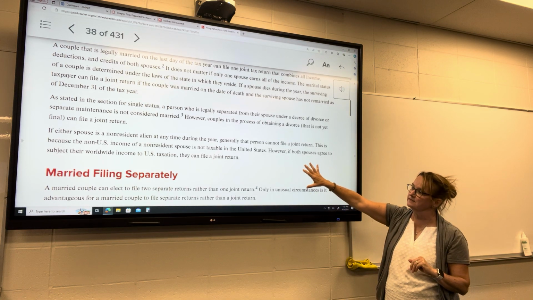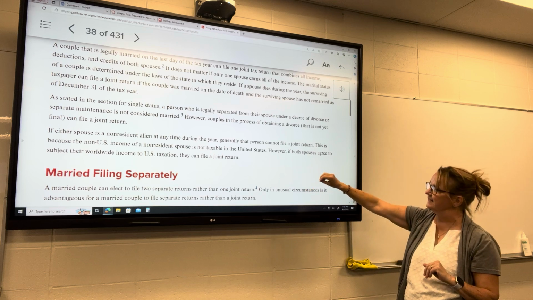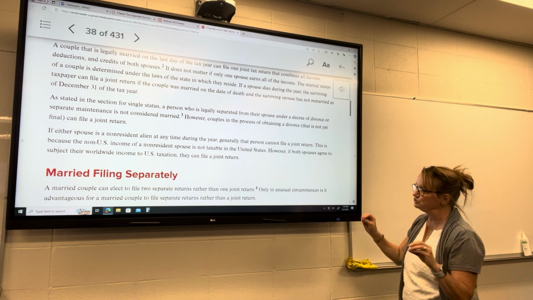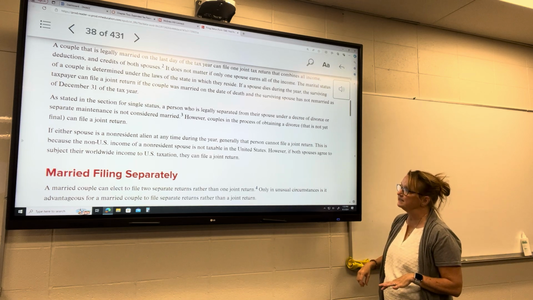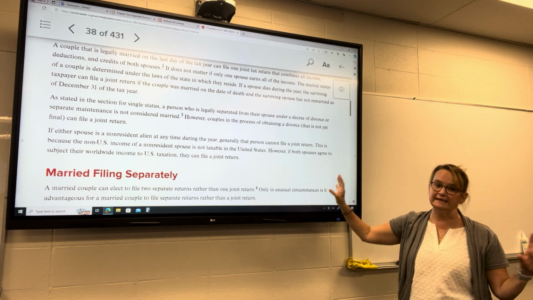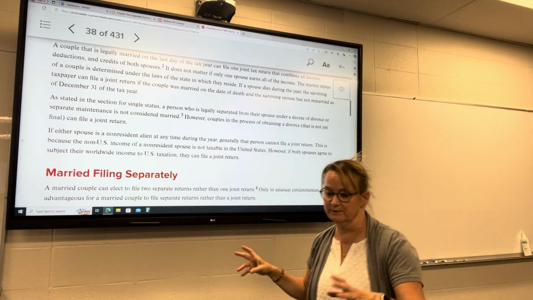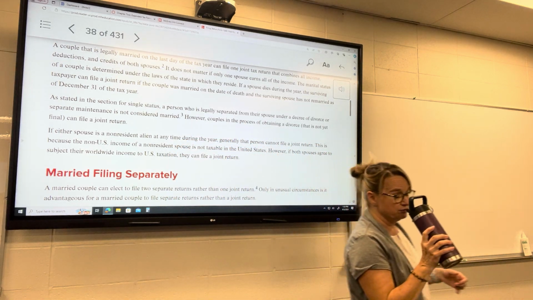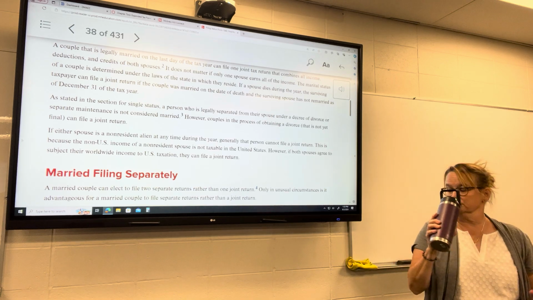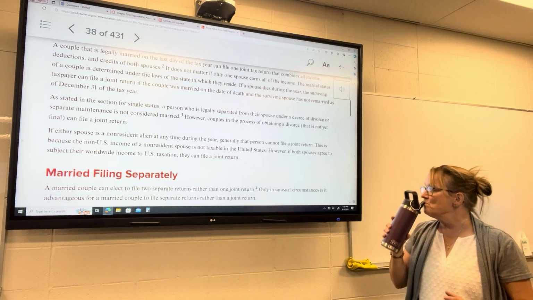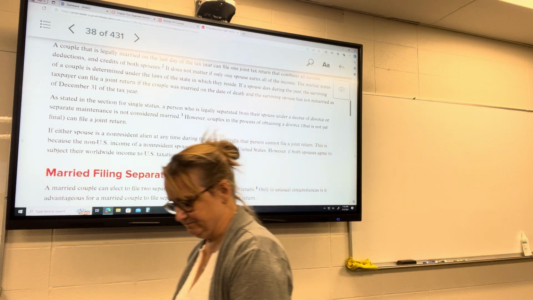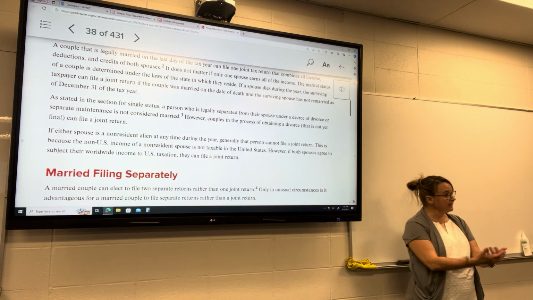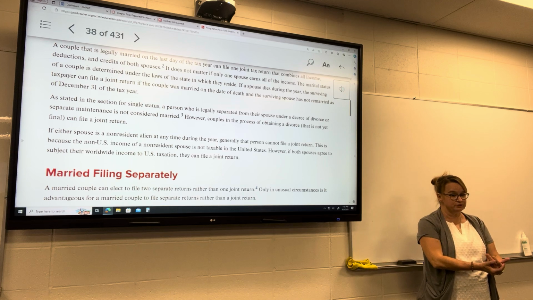Non-resident aliens: if a spouse is a non-resident alien anytime during the year, that person cannot file a joint return. There are special rules with regard to non-resident aliens. We don't really get into it. It's rather complicated. There are people that specialize in those types of tax returns for all the tax returns that they do. Okay, so that's married filing jointly. That's where you combine all of your income onto one tax return as a married couple.